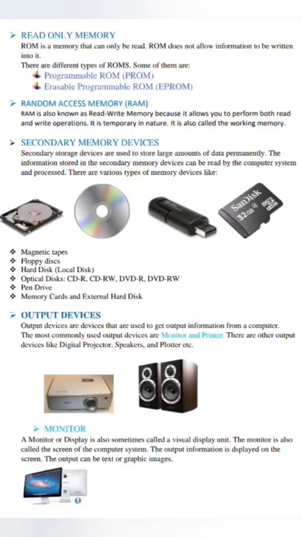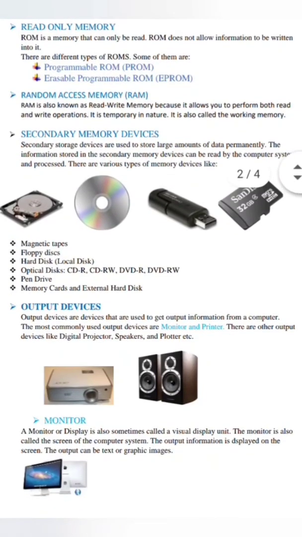Now we move on to secondary memory devices, that is, external memory. Since the primary memory has a limited storage capacity and is also very expensive, we go for secondary storage devices to store large amounts of data permanently, like magnetic tapes, floppy disk, hard disk, optical disks like CDs, DVDs, pen drives, memory cards, and external hard disk.